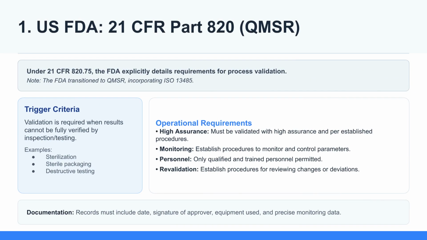The US FDA's 21 CFR 820.75, now part of QMSR, requires validation for processes whose results cannot be fully verified by inspection, such as sterilization and sterile packaging. Key operational requirements include high assurance, monitoring, qualified personnel, and revalidation procedures.